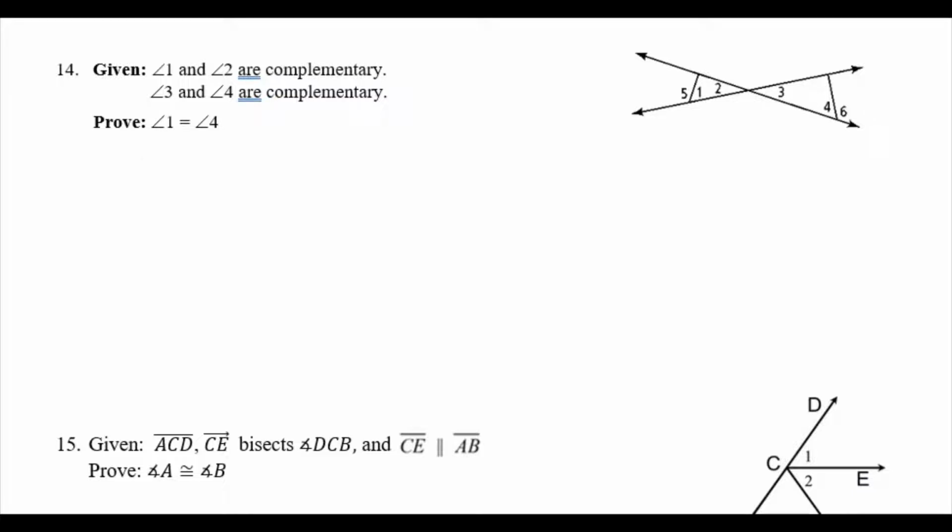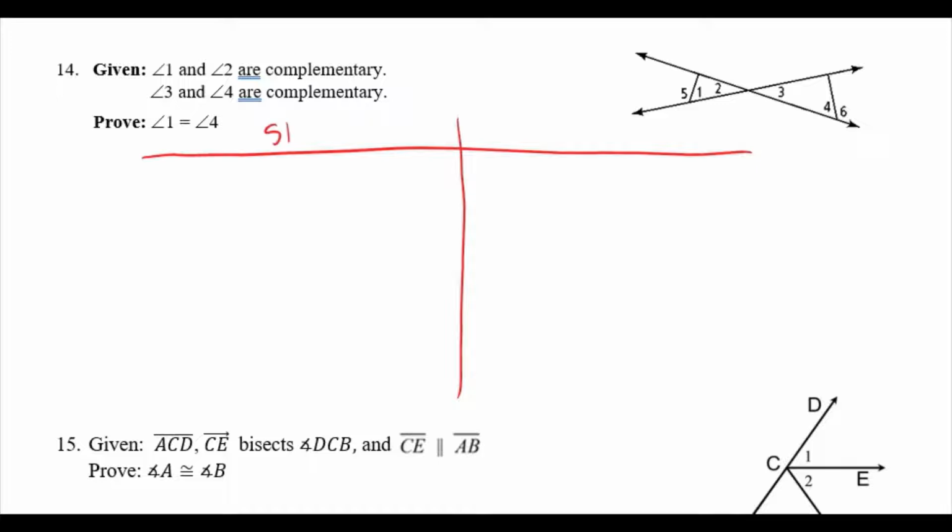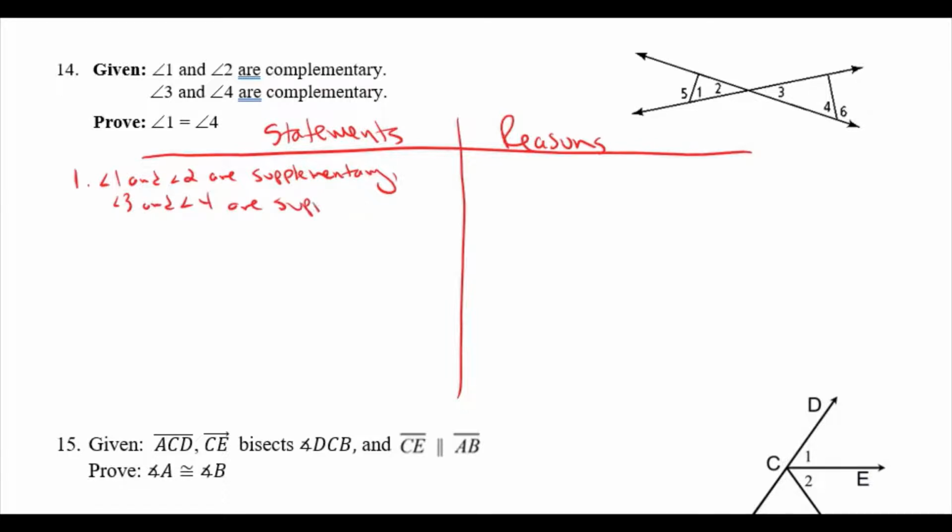Okay, let's do our proof here. So we're going to do our T-chart: statements and reasons. Number 1 is always the given. So angle 1 and angle 2 are supplementary. Now remember, we need to make a new statement using that word. Angle 3 and angle 4 are supplementary. And the reason here is given.